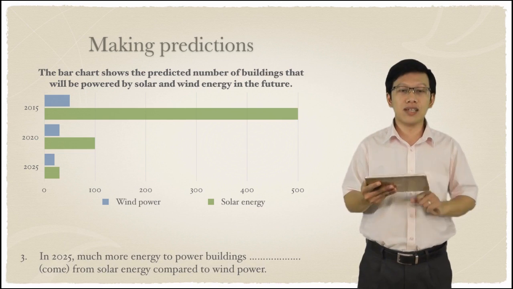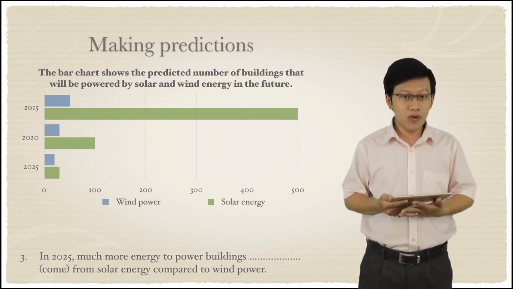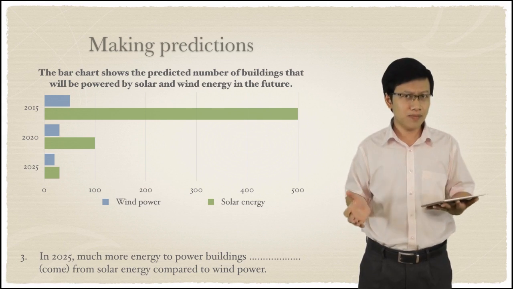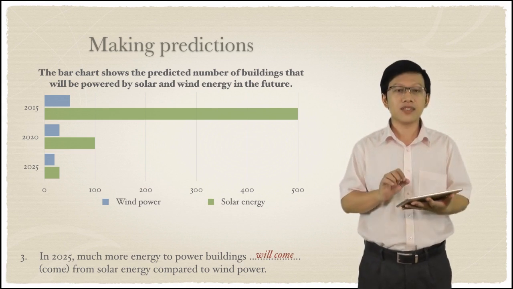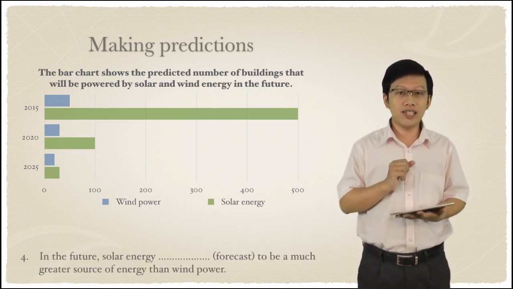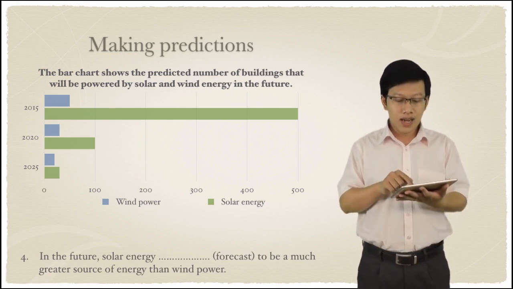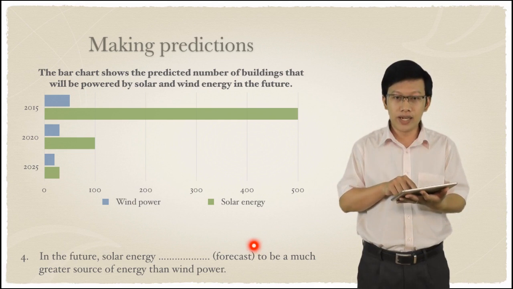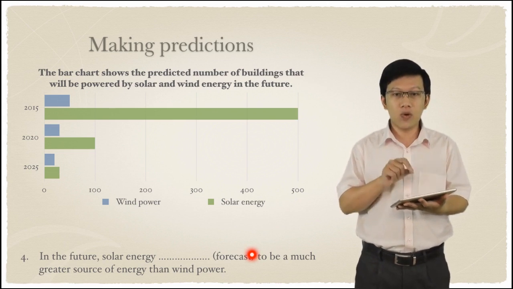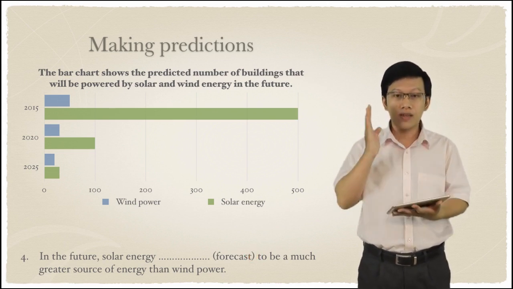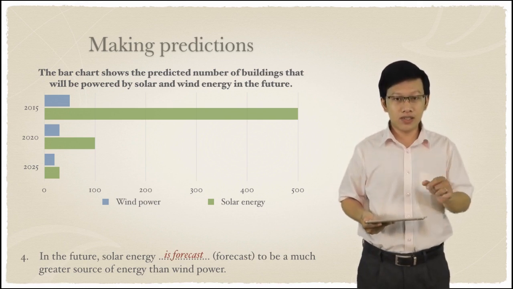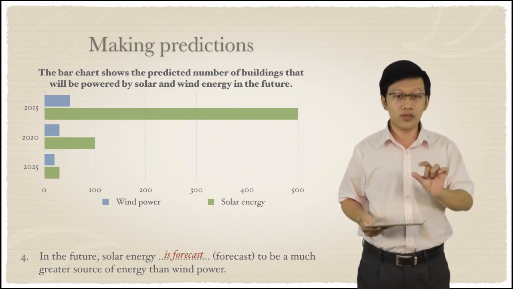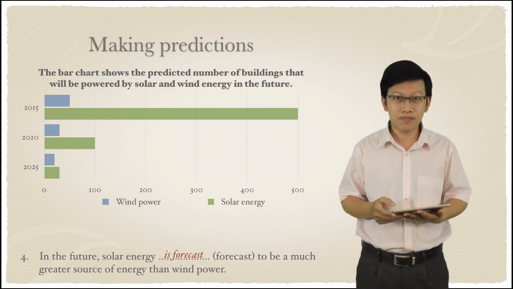Number 3, in 2025, much more energy to power buildings is come. Well, I think it's going to be welcome. Very simple. Number 4, in the future, solar energy, what do you think? Here, after forecast, we have the verb to be. So this is a verb, right? This is a to infinitive form of the verb. And so you cannot say will forecast. We have to use is forecast to be a much greater. It is expected to receive, it is expected to raise, it is projected to raise. Well, it is forecast to be.